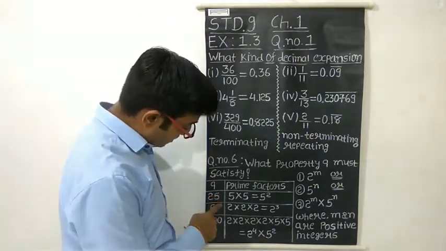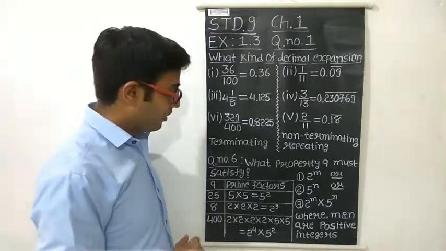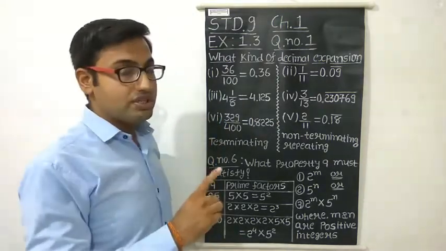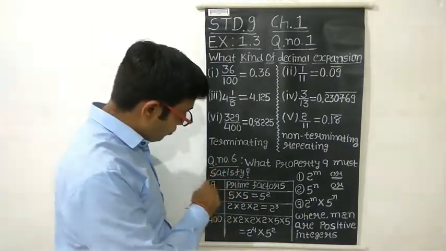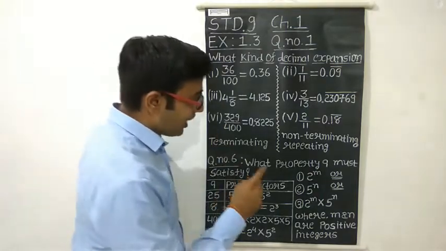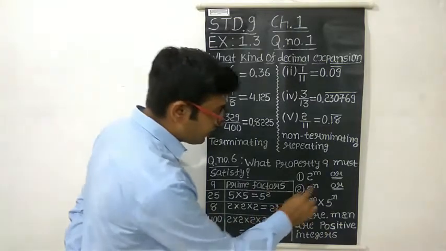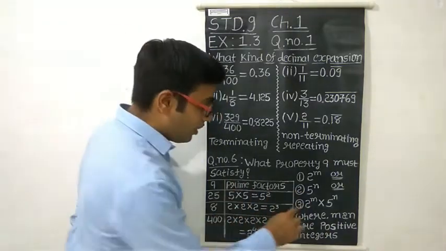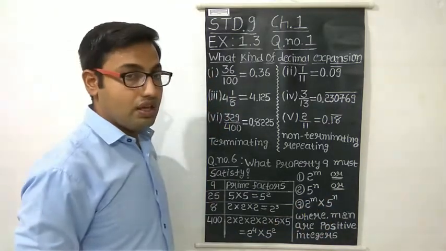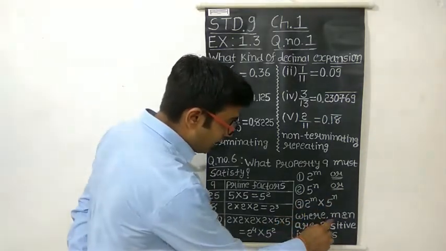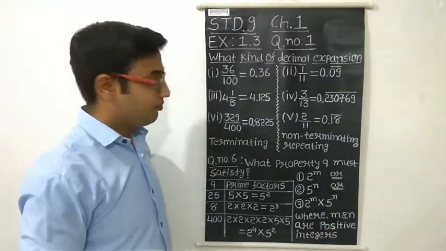So by these 3 examples, we can conclude that for a rational number which has a terminating decimal expansion, its q, that means the denominator, is either in the form of 2 raised to m or 5 raised to n or 2 raised to m multiplied by 5 raised to n. Now what are m and n? Where m and n are positive integers, right?